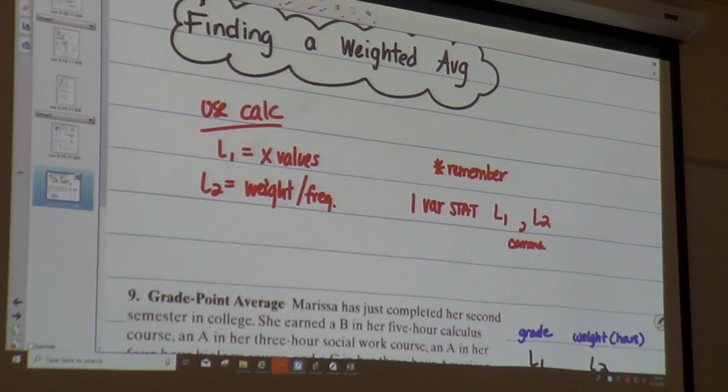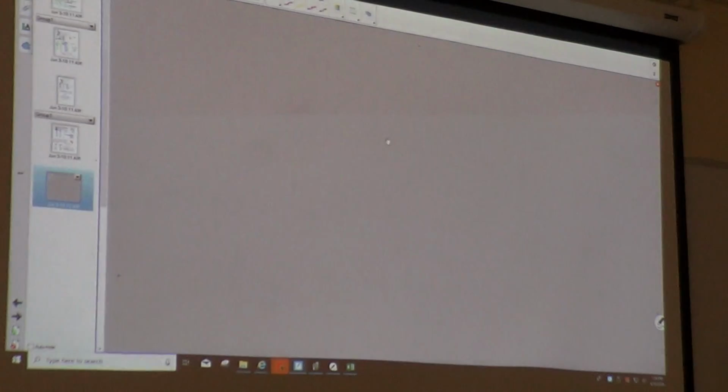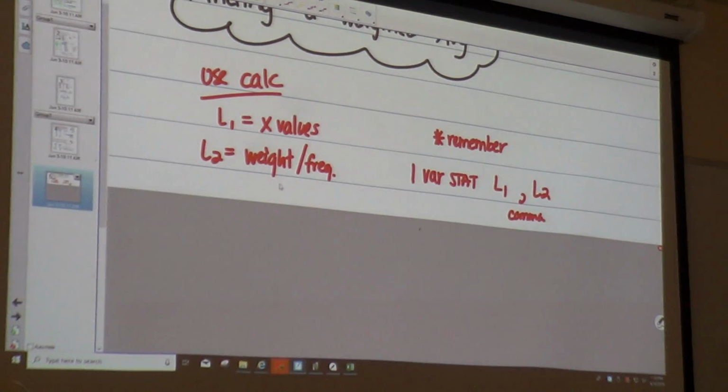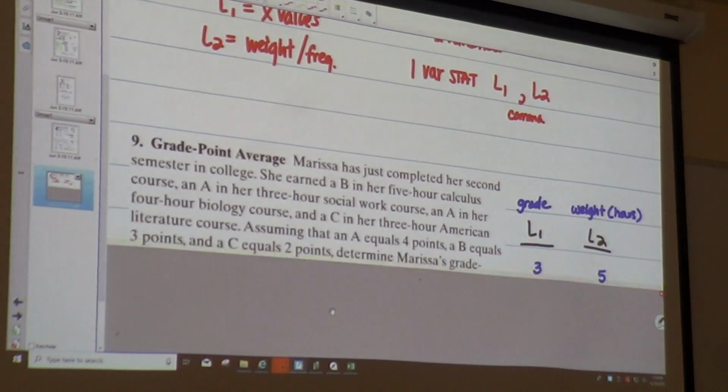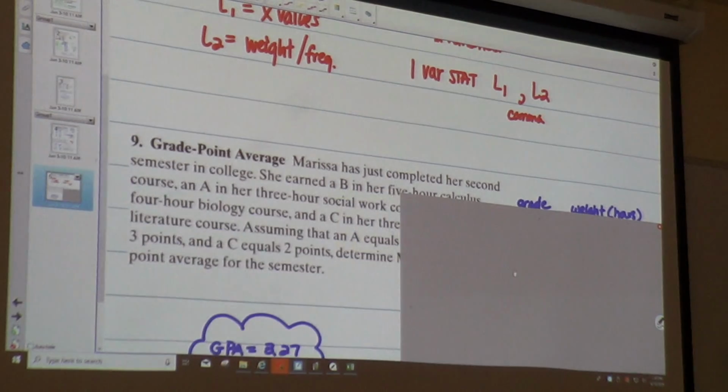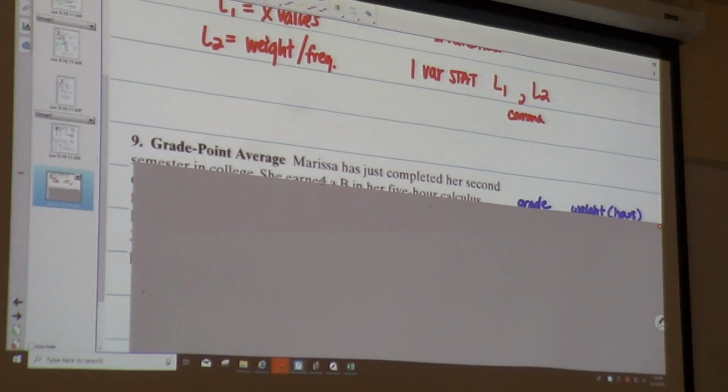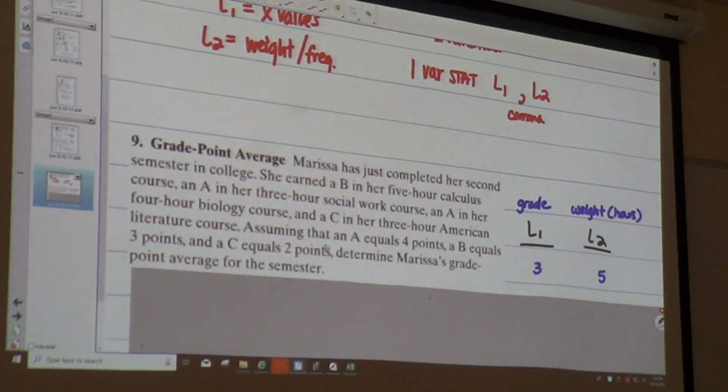GPA. We can also do this with GPA. Your L1 is going to be your x values, your L2 is going to be your weights or your frequencies. We just talked about that. Let me come over here, because I got it everywhere. Hold on.